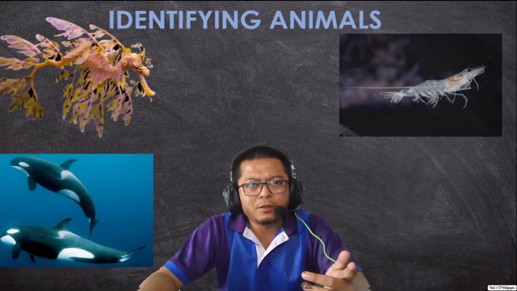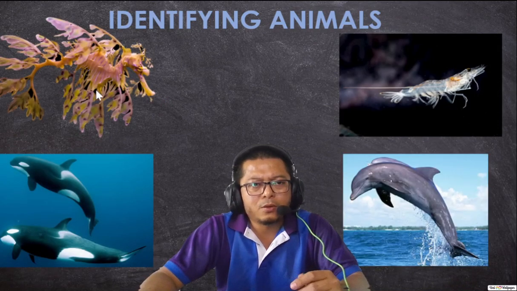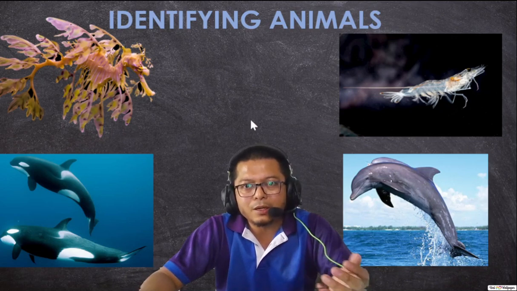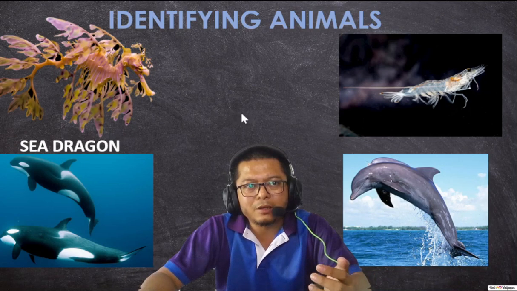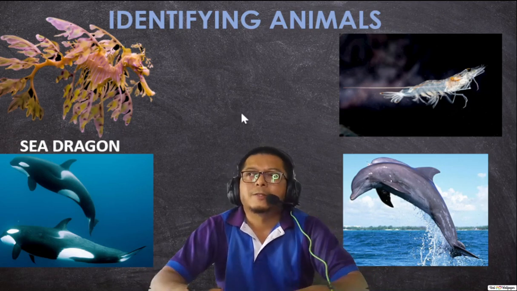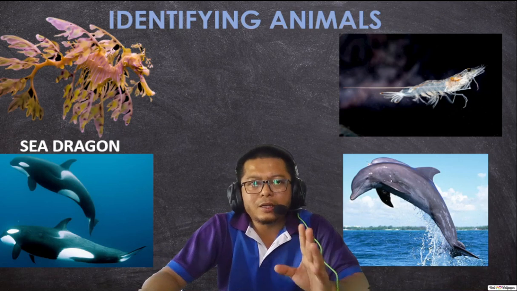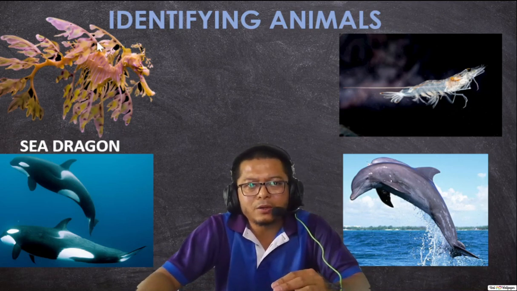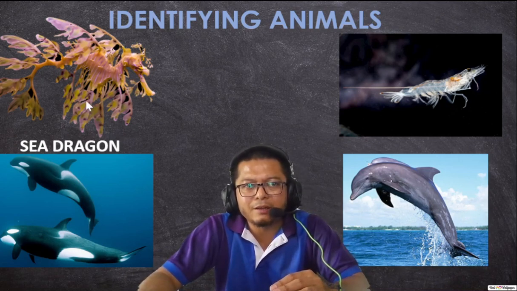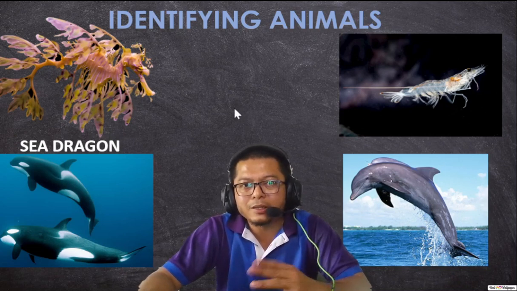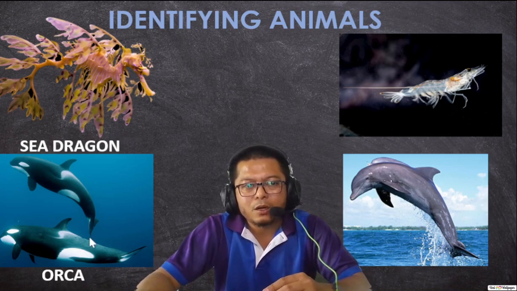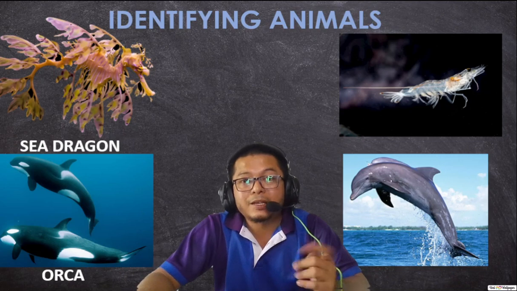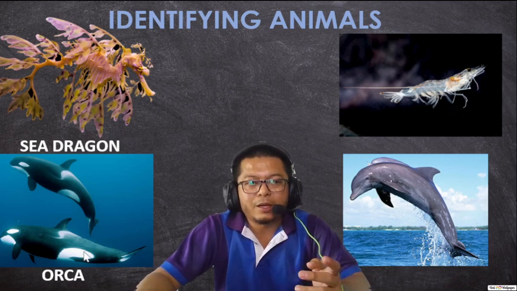How about the next animal? Now this animal is different. This one looks like leaves, but it's called a sea dragon. I think it looks like a seahorse, but it has extra fins like leaves. But this is called a sea dragon. You can check it on the internet later if you want. Now next would be orca, or killer whale, or the name is orca.